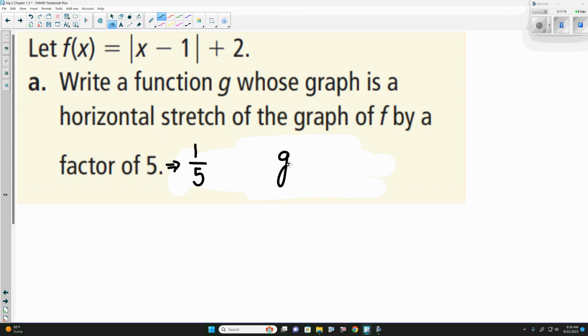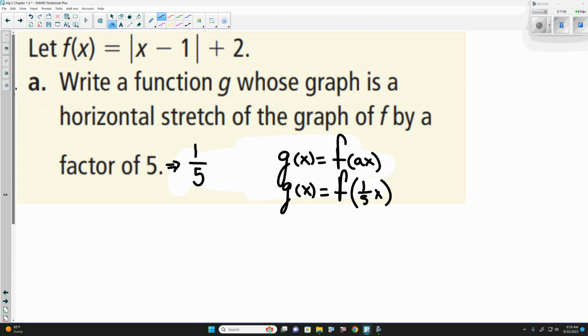So, okay, g of x is equal to f of a times x, because that is the one we use for horizontal stretch and shrink. Now the value of a is 1/5. So we have 1/5 x.